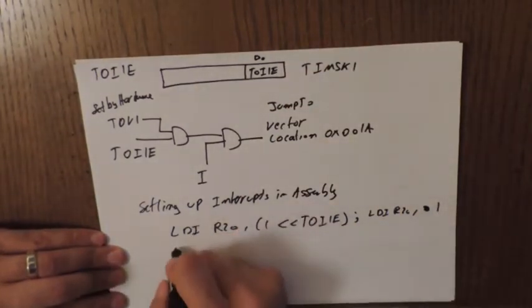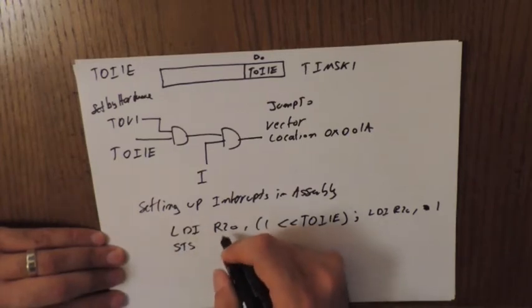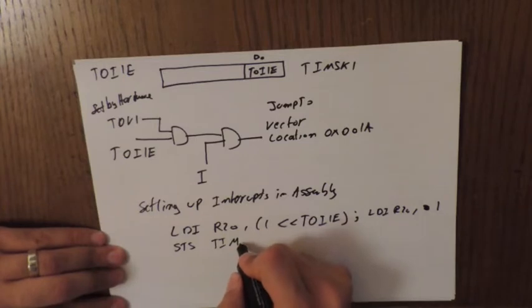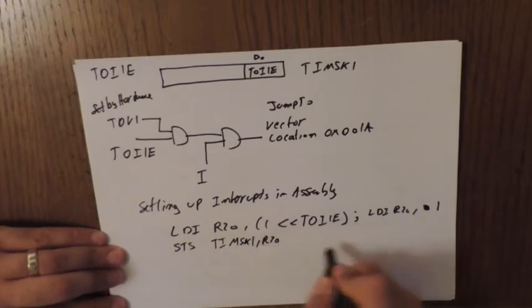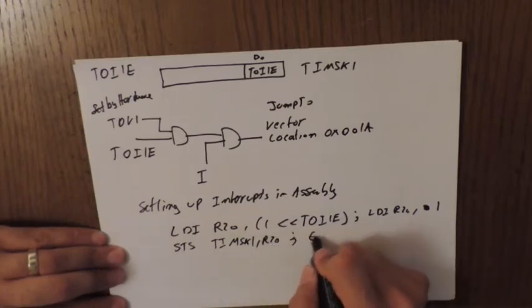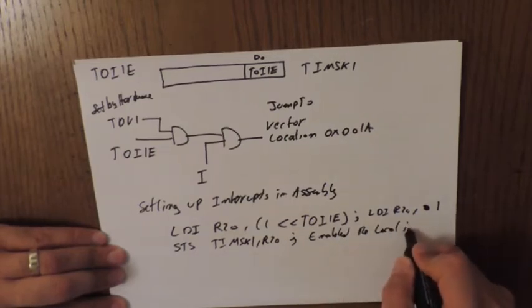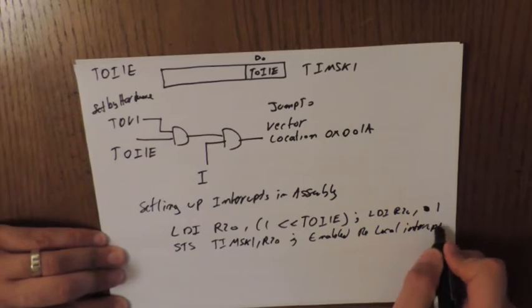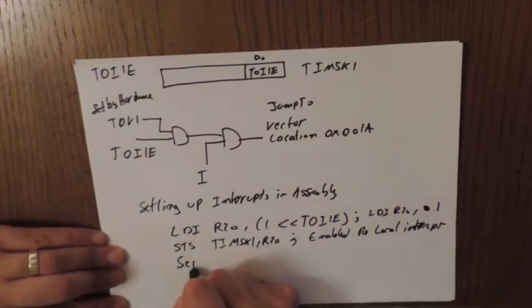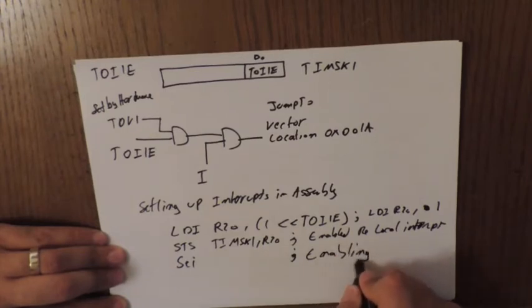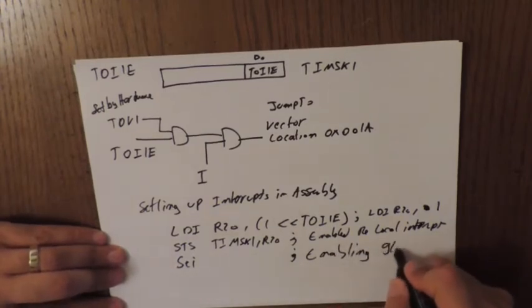And then STS, since I cannot use out in this case, timer mask 1, R20. So here I enabled the local interrupt, and then I have SEI, which is enabling the global interrupt.